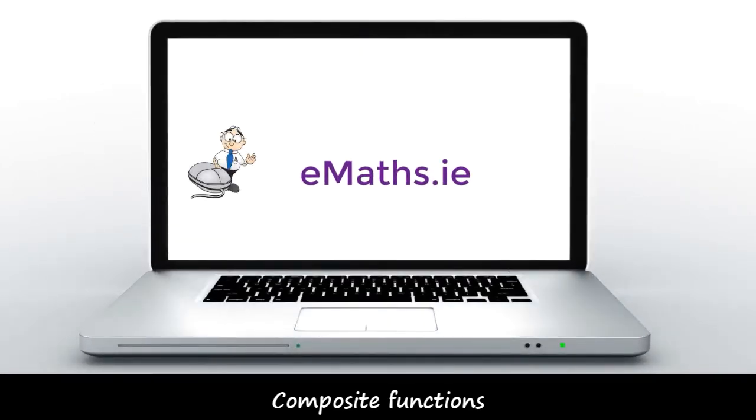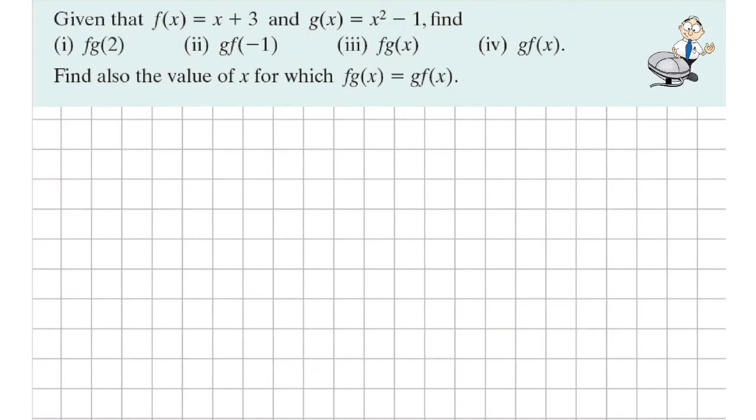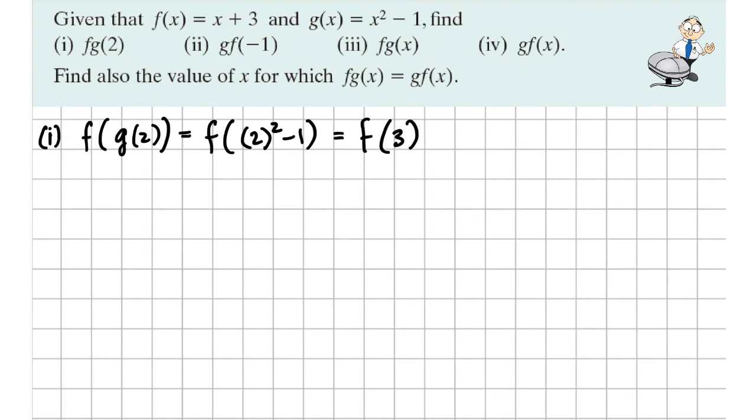Composite functions. Given that f of x is x plus 3 and g of x is x squared minus 1, find fg of 2. This means we're firstly putting 2 into g of x and then applying the function f. So if we sub 2 into g of x, this becomes 2 squared minus 1, which is 4 minus 1, which is 3. So now we're getting f of 3. This means putting 3 in instead of x in the f function. So that's 3 plus 3, which is 6.